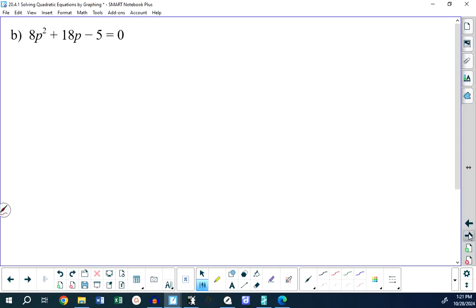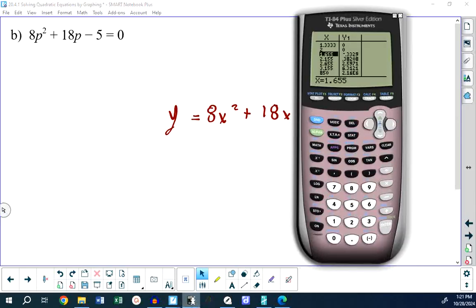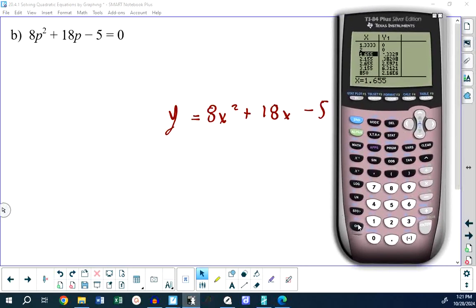All right, 8p squared plus 18p minus 5. Oh, no, I don't have a p button on my calculator. Well, you guys are smart. You realize we're just going to use x, right? So we're going to graph y is equal to 8x squared plus 18x minus 5, and look at the x-intercepts.